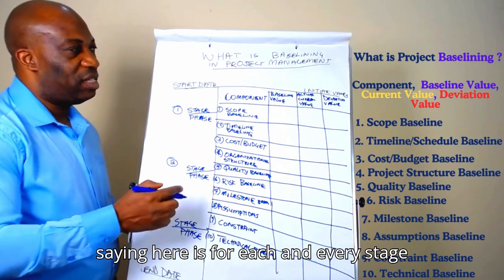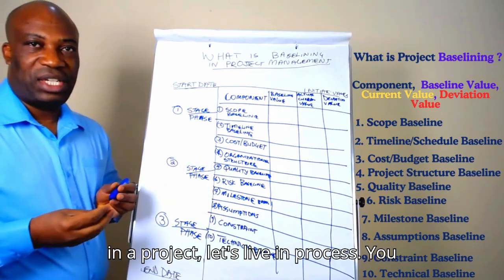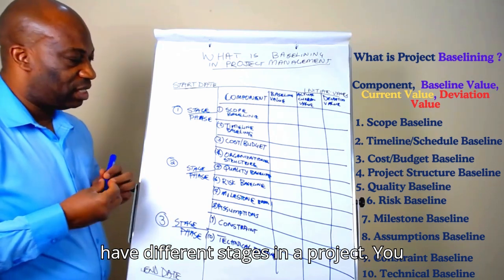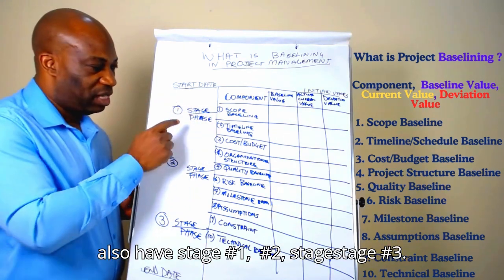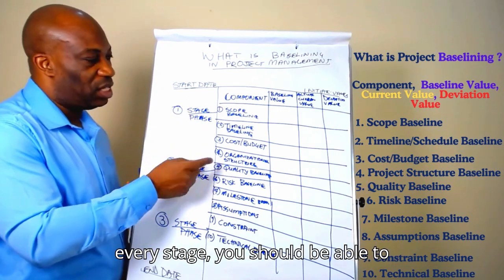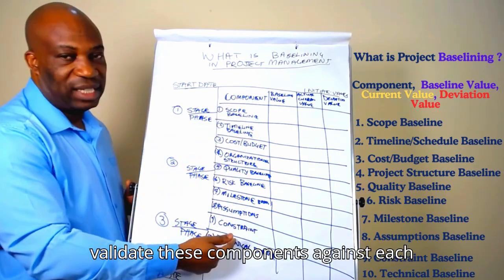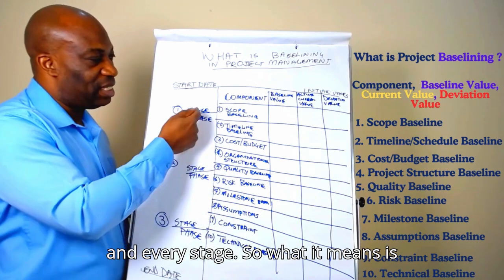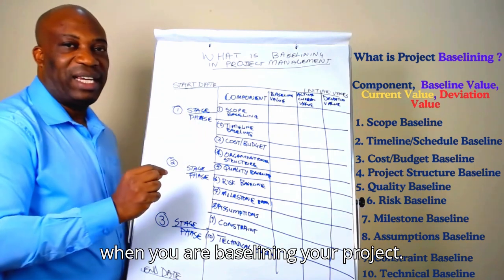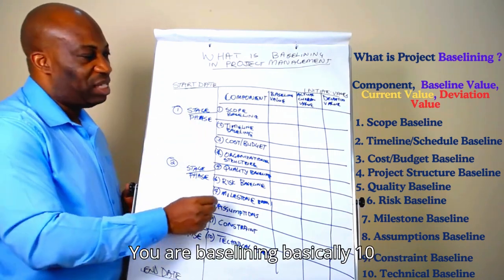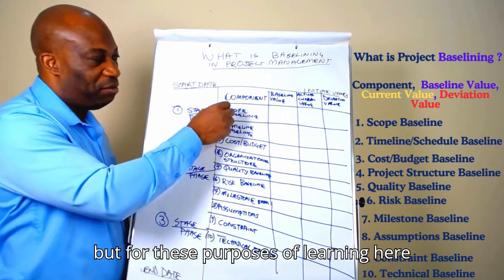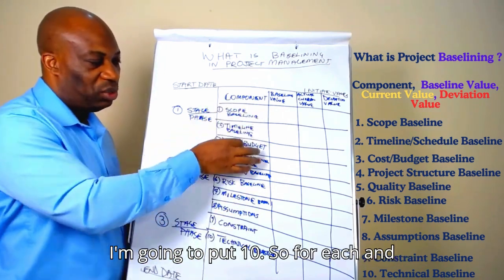What we are saying here is, for each and every stage in a project baselining process, you have different stages in a project. You also have stage number 1, stage number 2, stage number 3, according to this example. For each and every stage, you should be able to validate these components against each and every stage. So what it means is, when you're baselining your project, you're baselining basically 10 components in general. You can put more, but for the purposes of learning here, I'm going to put 10.